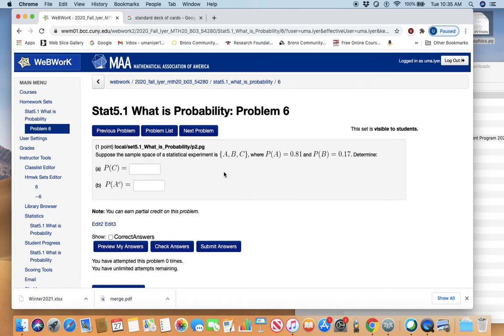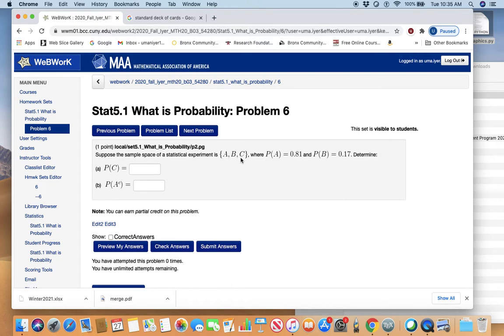Okay, so next problem. Let's see. Probability of C, A, B, C. Probability of A is 0.81. Probability of B is 0.17. So what is probability of C? Look, probability of everything has to be 1. Combined has to be 1 because that's the entire sample space. Probability of the entire sample space is 1.